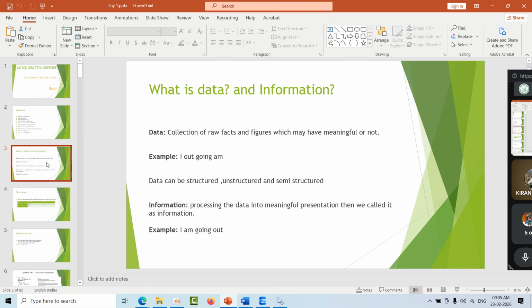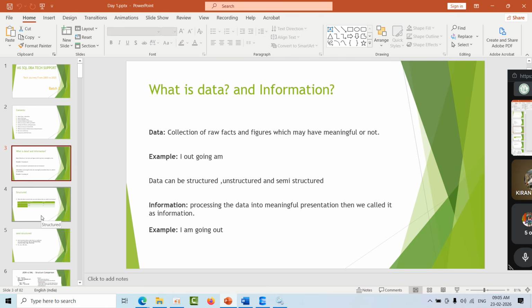Now, what is data? It means a collection of raw facts and figures, which may or may not be meaningful, and that is called data. Anything that can be collected, whether it has meaning or not, we call data. For example, "I outgoing am": here I have collected words, but there is no meaning. If you process that, it becomes "I am going out". So I am processing the data, and this we call information.